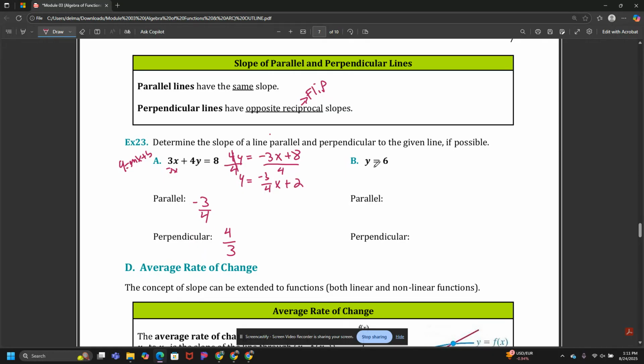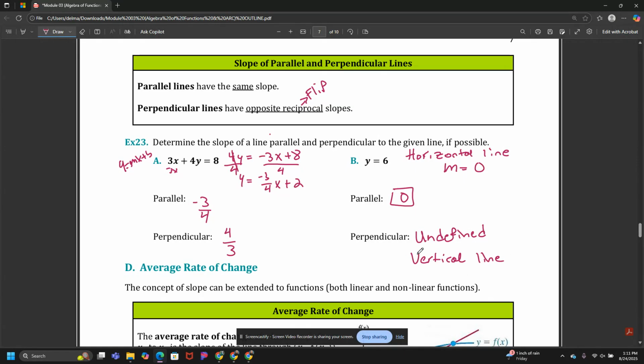Okay. Now this we know is a horizontal line because it's a y equals. So that means the slope is 0. So a parallel line would have a slope of 0, but a perpendicular line is undefined because you can't take the reciprocal of 0, so that would just be a vertical line.